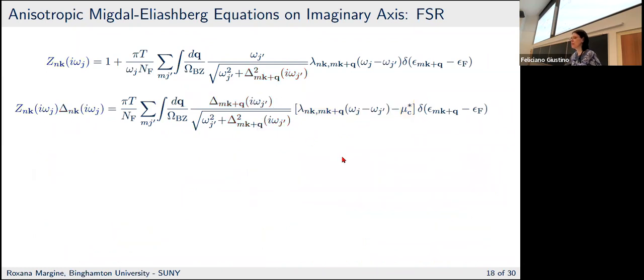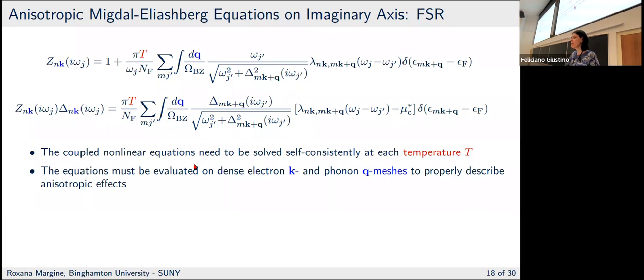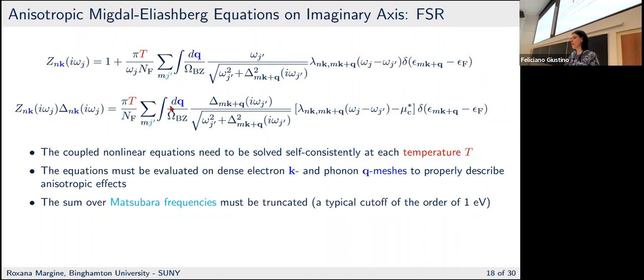Just to summarize this part: if you solve within this approximation, the Fermi surface restricted one, you still need to solve this equation self-consistently at every temperature. So at every T you will need to solve this system of coupled nonlinear equations. And in order to properly describe the anisotropic effects, you need to evaluate this on relatively dense k and q meshes. You also need to make sure that your calculations are converged with respect to the Matsubara frequency.